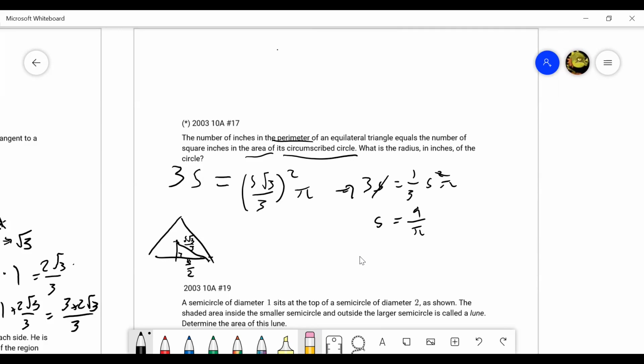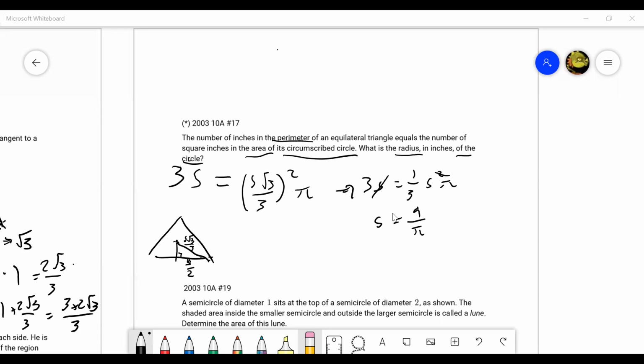So is this our answer? Yes or no? Is this the answer to the problem? 9/pi. That's right, it's not. And this is because the problem asked to find the radius of the circle, and we clearly defined s to be the side length of the triangle.